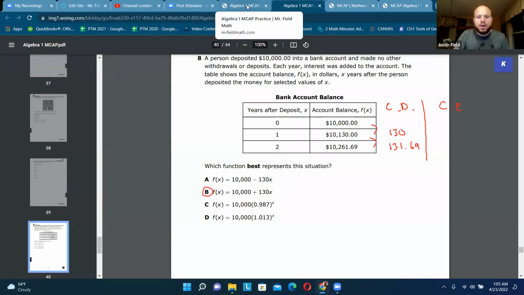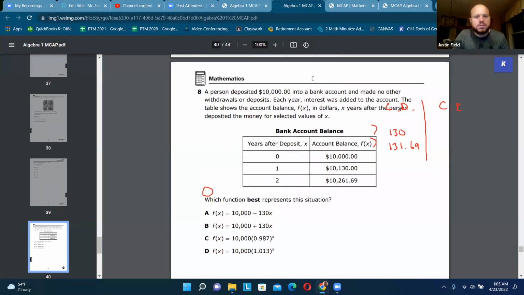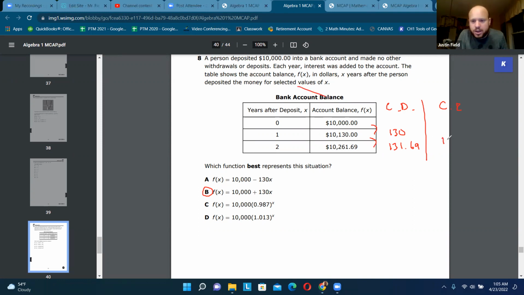D. Oh no, it was D. So look at that. Each year the interest was added to the account. So I guess we have to assume if we're adding interest to the account that it's exponential. Okay. So I guess it's not simple interest. I guess it's compound interest. Someone better tell the MCAP people that they didn't say compound interest. Simple interest is a linear function, but I digress. Let's go ahead and find the common ratio to make the answer key happy.